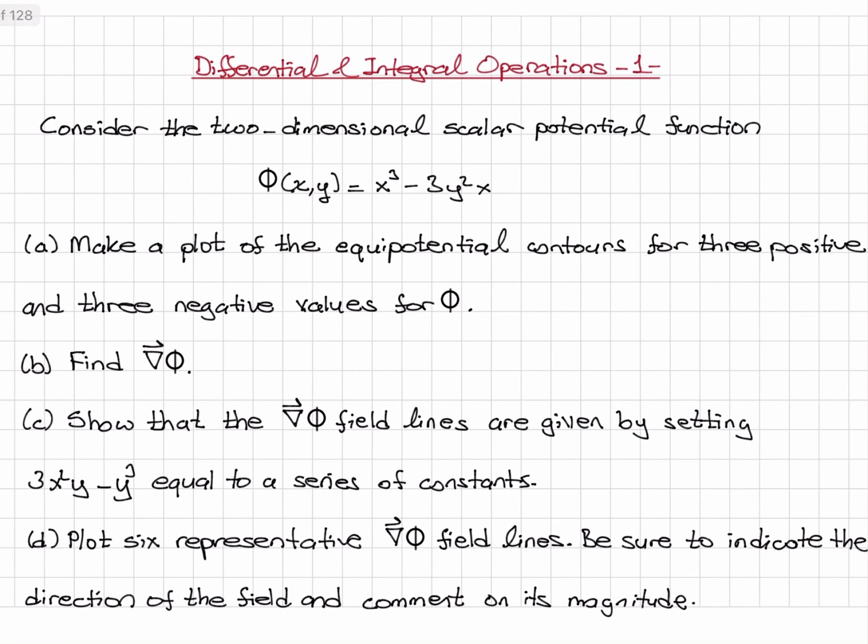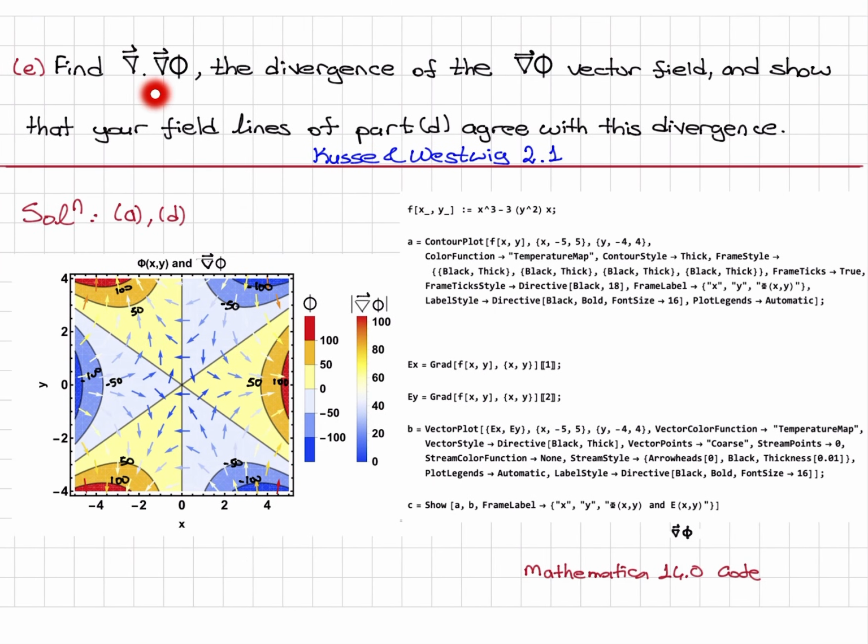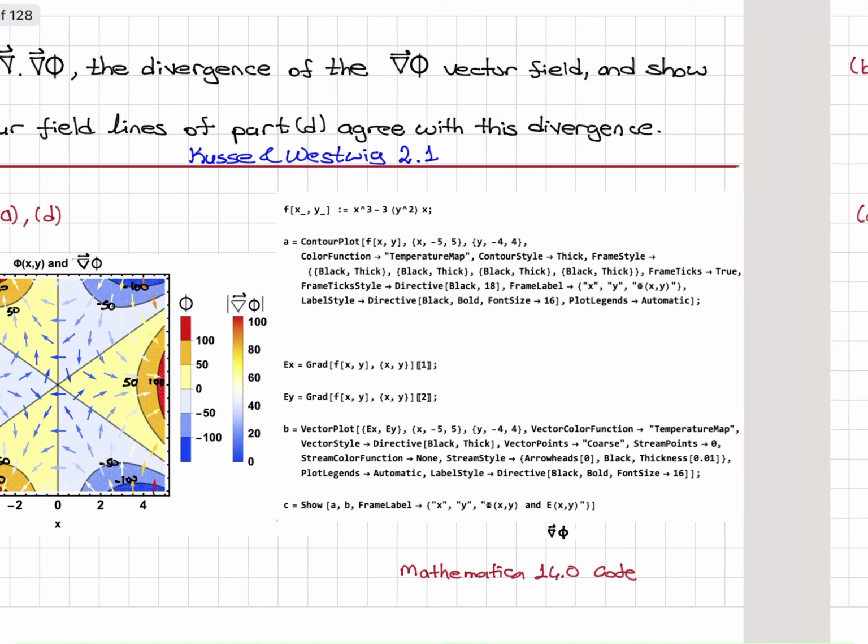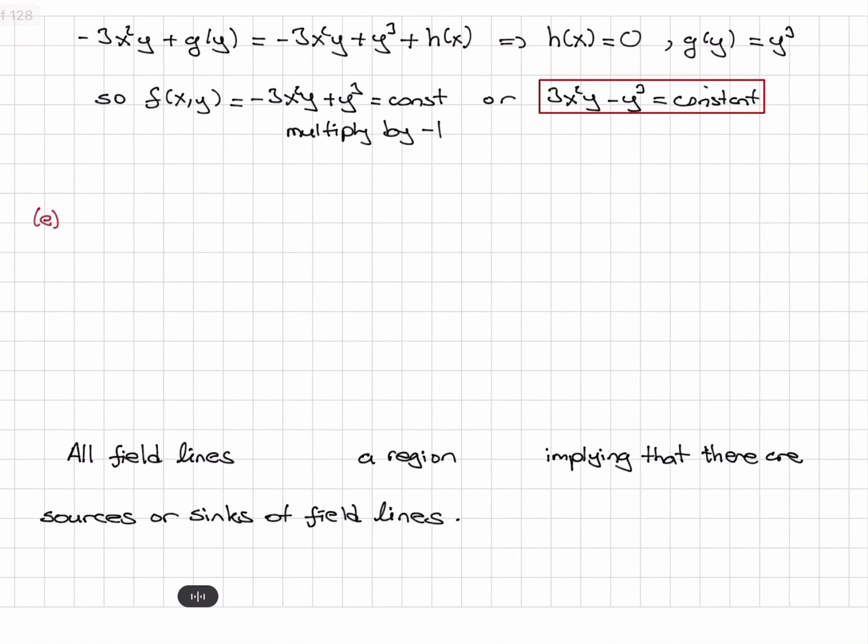Part E, find the divergence of the gradient of phi, the divergence of the gradient of phi vector field, and show that your field lines of part D agree with this divergence. What is the divergence of the gradient of phi?